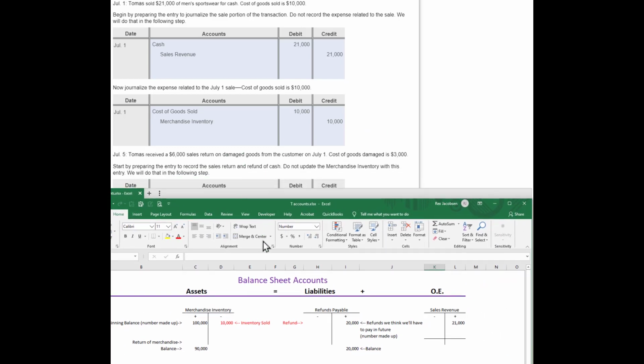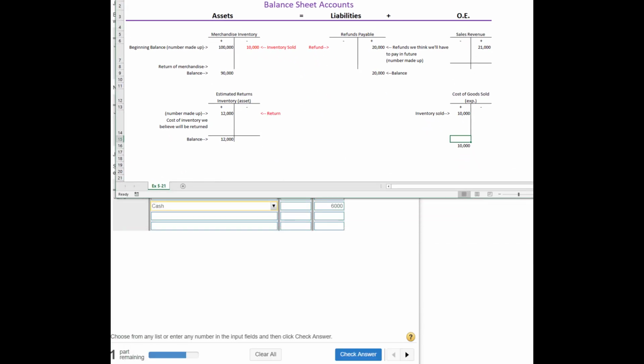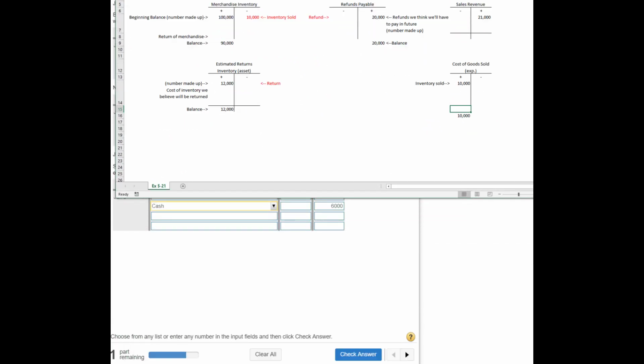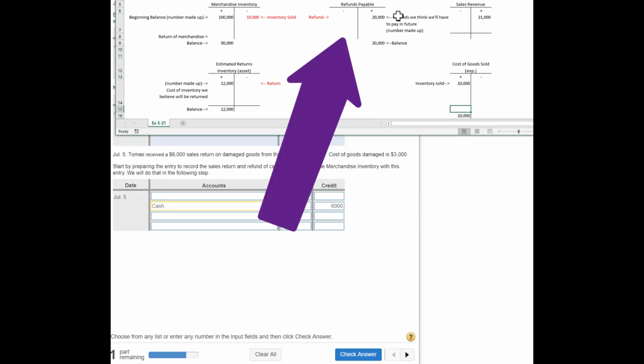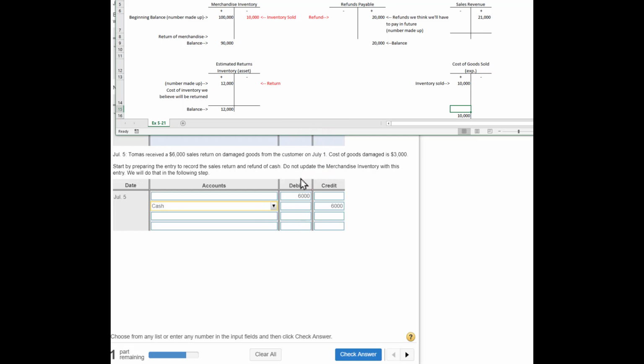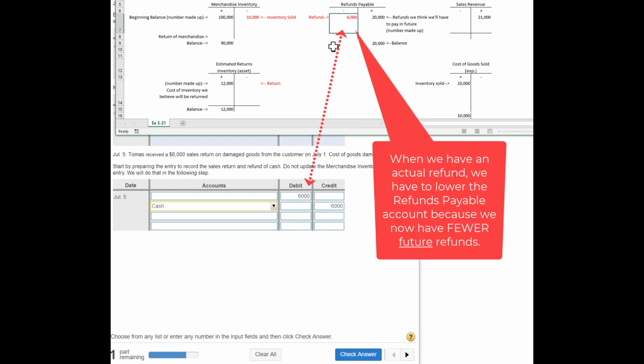So we have our refund payable. Let me position this up here. So we have these refunds payable. So we expected in the future to have $20,000 of refunds in the future. Now we have had some $6,000 refunded, so the amount of future refunds, which was $20,000, has to be lowered. So this $6,000 is going to be lowering the refunds. And the reason it's being lowered is we now have fewer future refunds.